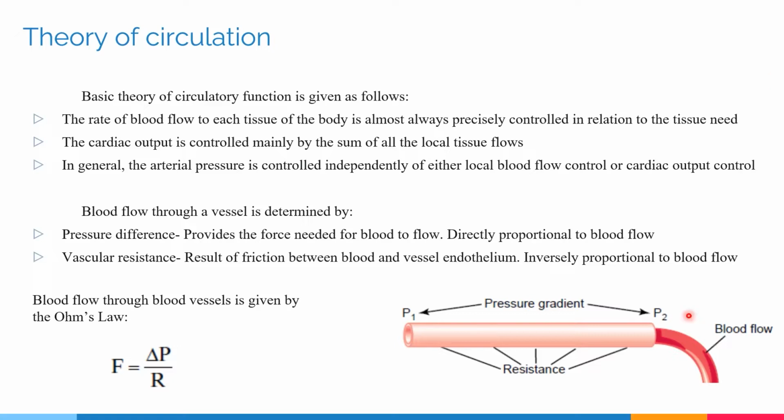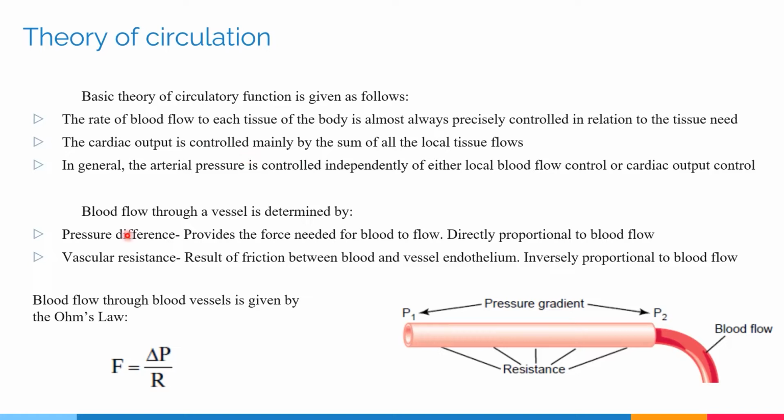And finally, the arterial pressure is also maintained by the nervous system via special sense organs known as baroreceptors, which increase or decrease the blood pressure if the arterial pressure fluctuates a lot. This is done by adjusting the cardiac output as well as the contraction of the arterial muscular walls. So this essentially completes the basic theory of circulatory function.